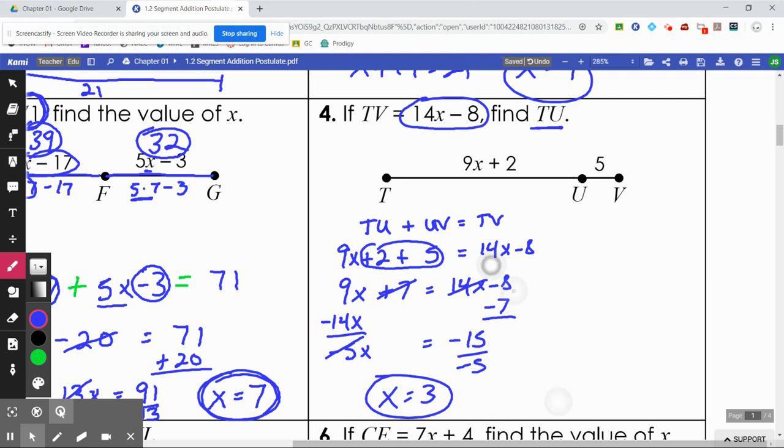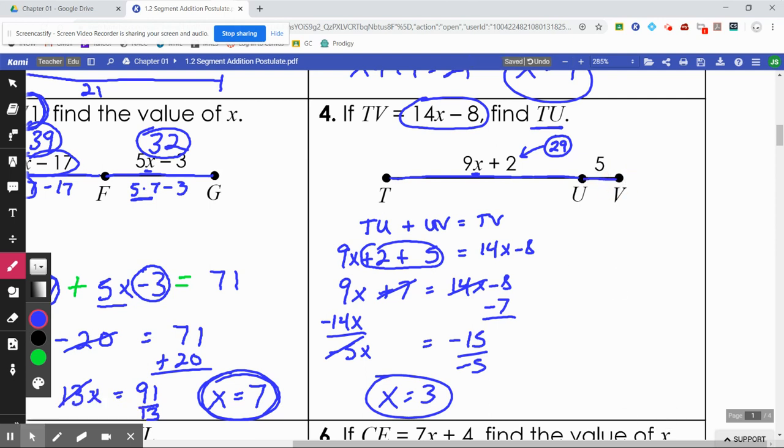Since we now know that x is 3, this line segment is no longer 9x plus 2, it is 9 times 3 plus 2. And once you work that out, 9 times 3 is 27, 27 plus 2, this line segment is now 29. So the distance from t to u is 29. The distance from here to here is 5.